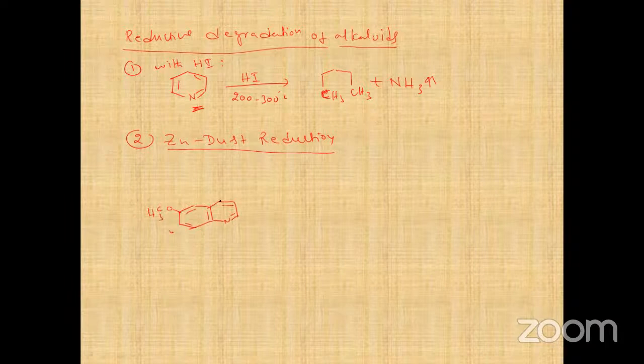So CH3. Sir, in between the reductive bonds are CC and CO, right? Where? What are you asking? Zinc dust. Yeah, zinc dust reduction. The reductive bonds are CC and CO, right?